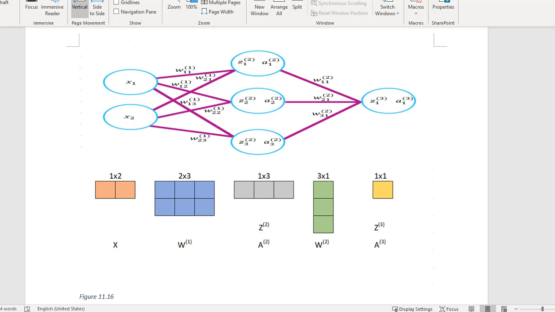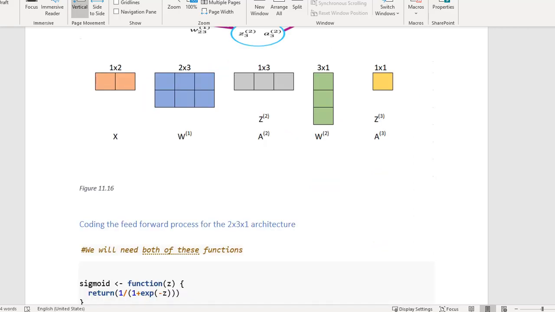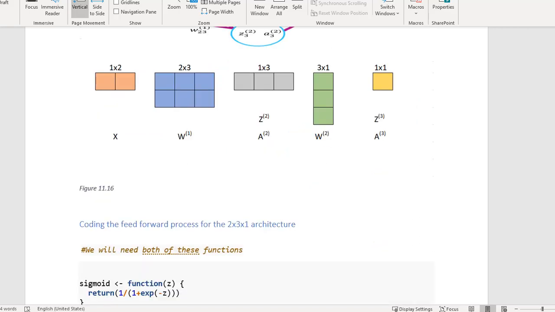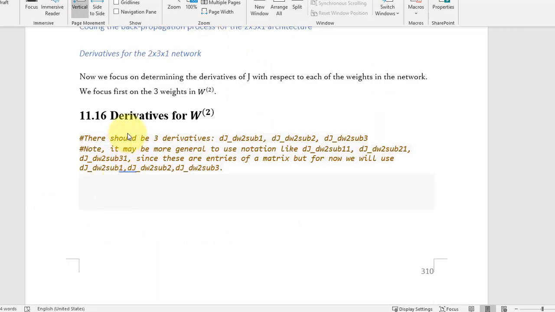So first we will talk about coding the feed-forward process. So that means how the data gets transferred from here out to here, or maybe even through to J. And then we're also, of course, going to code the back propagation process as well. So that occurs here, and we'll need the derivatives for W2 and the derivatives for W1.